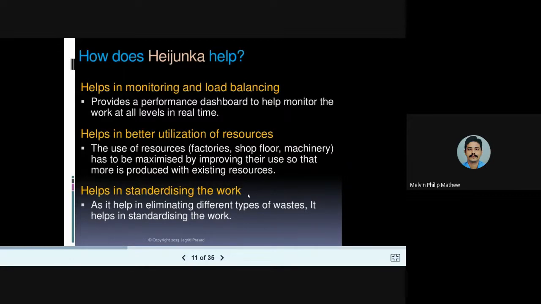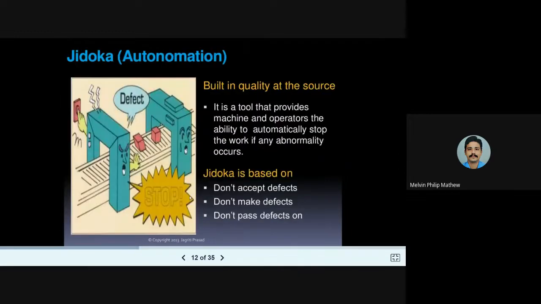Then the last one, it helps in standardizing the work. The works are standardized in the sense that the quality is always maintained up to the standard. Maybe according to the consumer or according to various laws that are created to ensure the quality, that is, ISO certification and all is given according to the standard and quality. So if you are standardizing the work, then sufficient quality of the product will be obtained from the production cycle. That is how Heijunka helps.